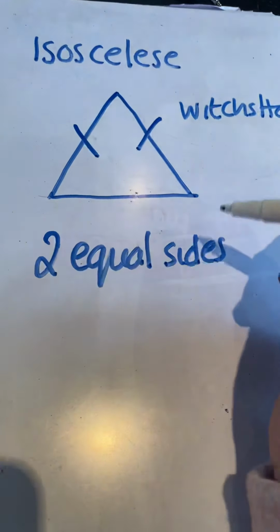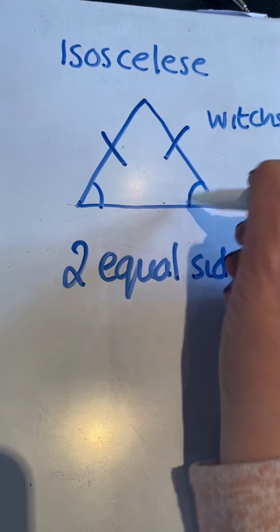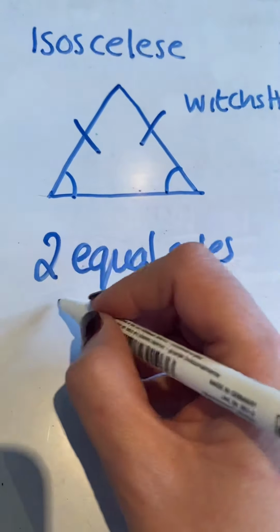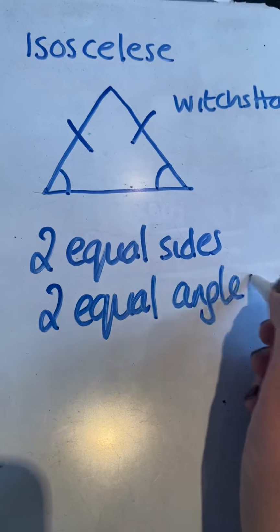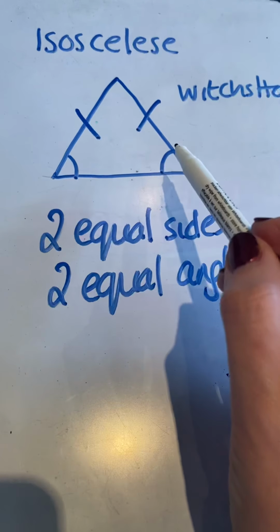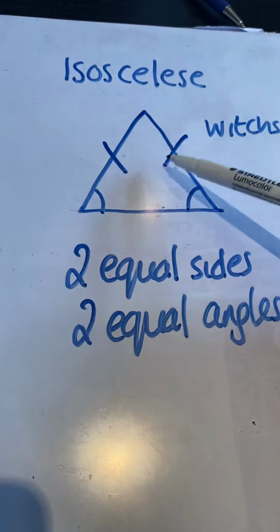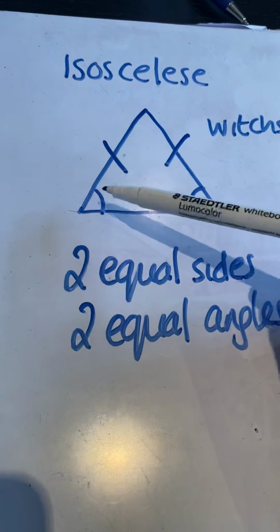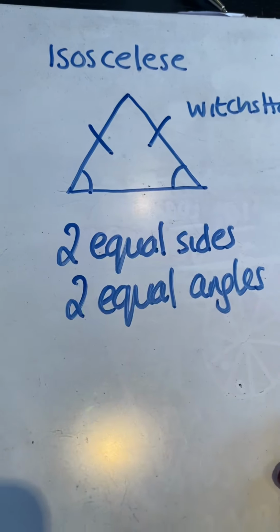And we also have 2 special parts. This angle at the bottom and this angle at the bottom are the same, so we have 2 equal angles. Now we don't know what size they are. They can be different in every type of isosceles triangle, but when we see a triangle like this, these 2 lines mean these 2 sides are equal, and then that means it's an isosceles, so therefore these 2 angles will also be equal.